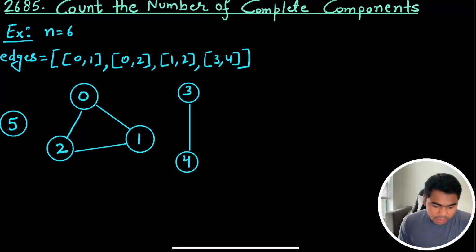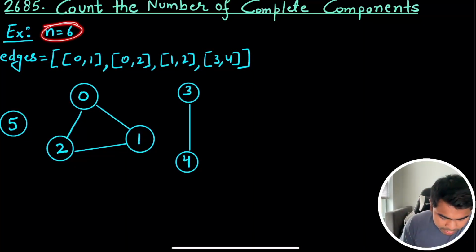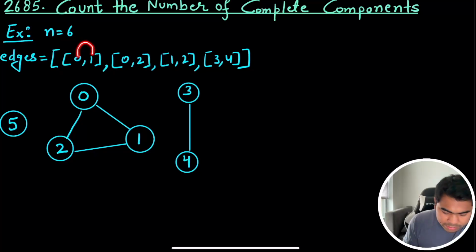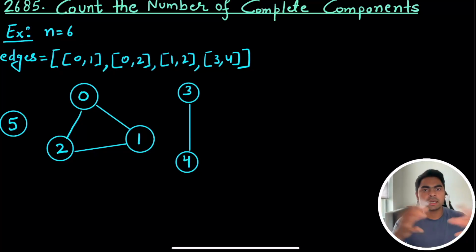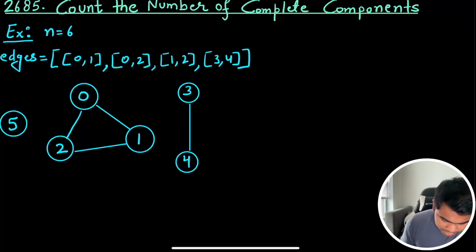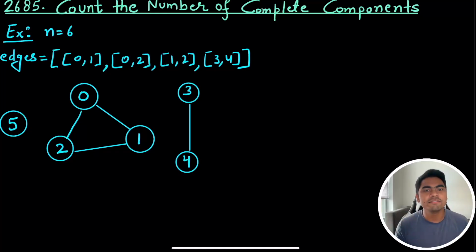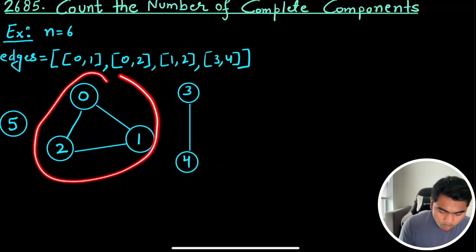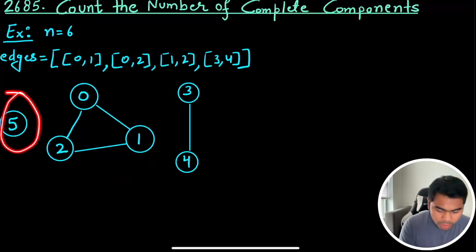We'll understand that. So I've taken the first example. We are given 6 nodes, 0 to 5, so 0 to n minus 1. N is 6, so 0 to 5. Now these are the edges that represent an edge between 0 and 1, and it's an undirected edge, so they both connect to each other. Now this is our entire graph, and you can already tell this is not a connected graph. It's a disconnected graph, but it does have connected components. This is one connected component, this is one connected component, and this is one connected component.